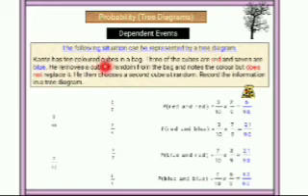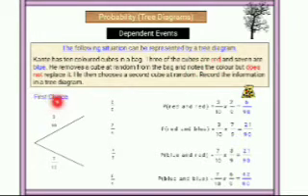Kante has 10 colored cubes in a bag. 3 of the cubes are red and 7 are blue. He removes a cube at random from the bag and notes the color but does not replace it. He then chooses a second cube at random, then records the information in a tree diagram. In order to record this information in a tree diagram, the tree is going to have 2 arms, that is the arm for red and the arm for blue.